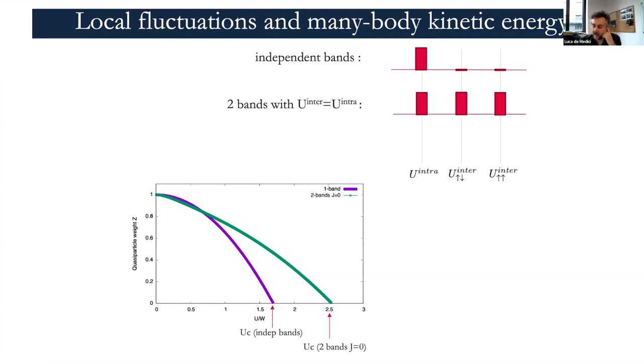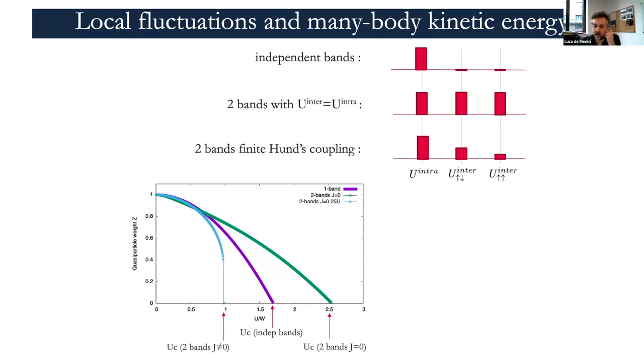Now imagine you do the following. You reduce partially this repulsion, which is what you do when you turn on Hund's coupling. So the interorbital repulsion is made smaller. And you might imagine that you reduce the effect of Coulomb interaction, and you get exactly the opposite. The Mott transition happens much earlier, even earlier than in the single band case.